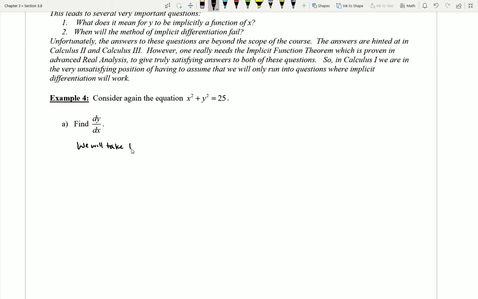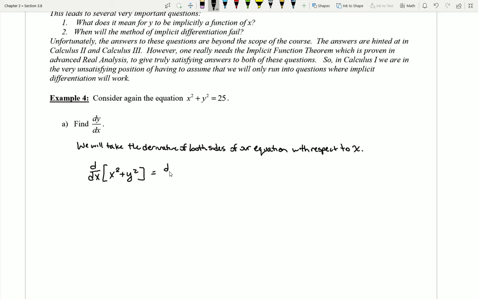So I'll state that here. We will take the derivative of both sides of our equation with respect to x. So that means I'm going to start by writing out this. I'm going to take the derivative of the entire left side, and I'm going to take the derivative of the entire right side. Okay, so this is like step 1.